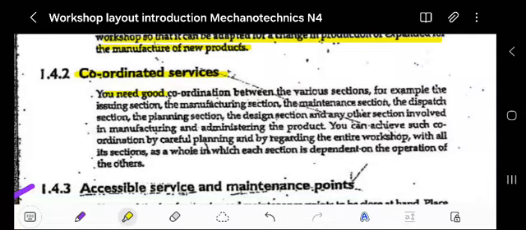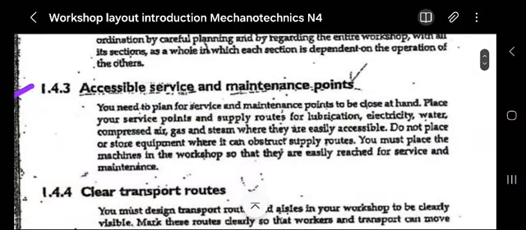Coordinate service. You need good coordination between the various sections, for example, manufacture section, maintenance section, and dispatch. All of this, right, guys? All of this is what will take accessibility of service and maintenance. You need to plan for service and maintenance points to be close at hand. Place your service points and supply roads for lubrication, electricity, water. Those are part of it.